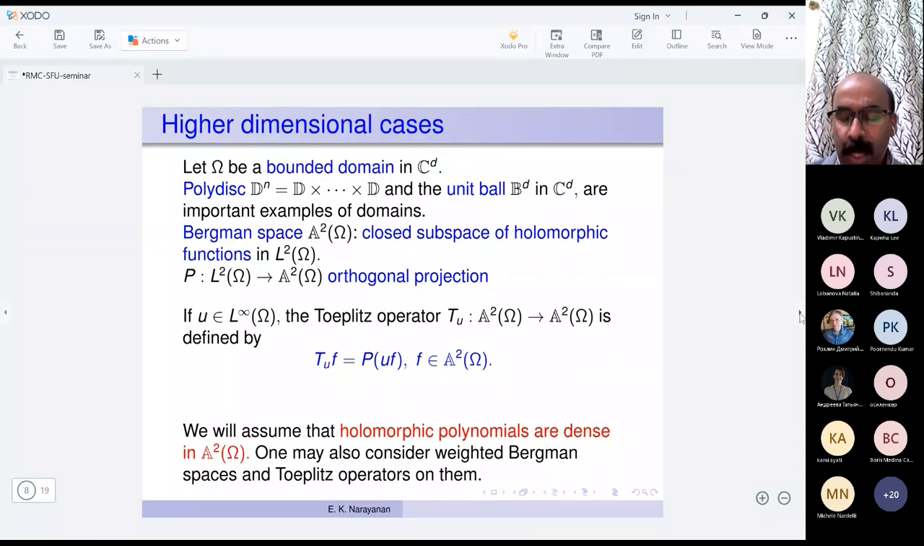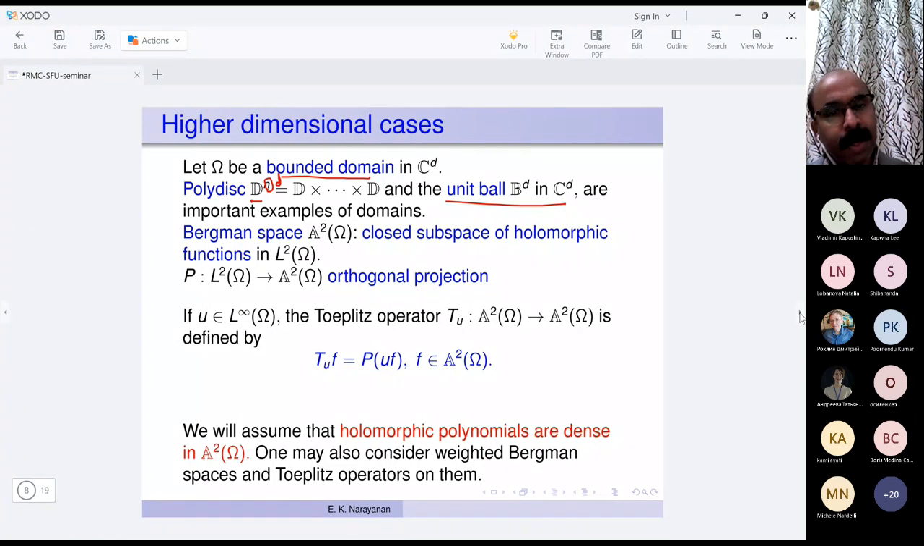Okay, so let omega be a bounded domain in C^d. So the simplest examples or good examples one can keep are the polydisk. So well, this n should be d in fact. So d copies of the unit disk and the unit ball B_d in C^d. Right. So these two examples you can keep in mind.